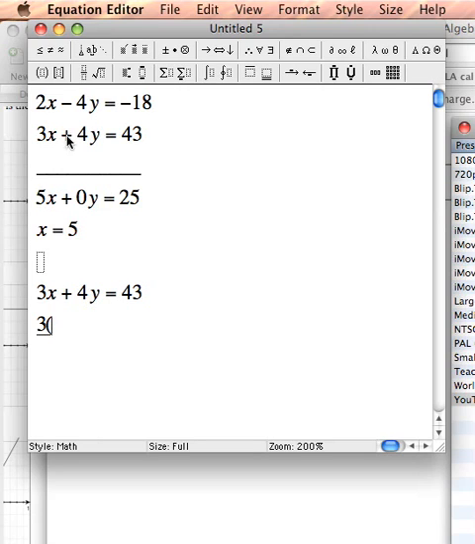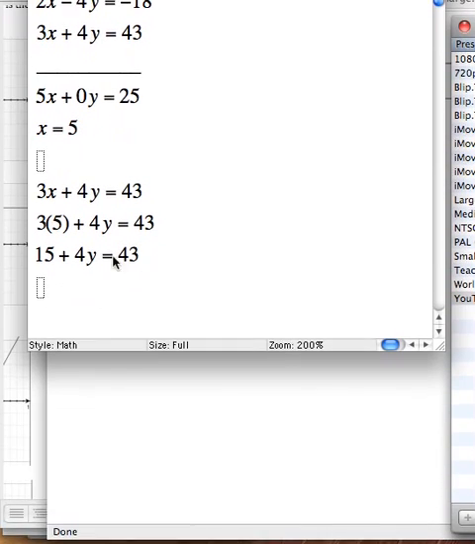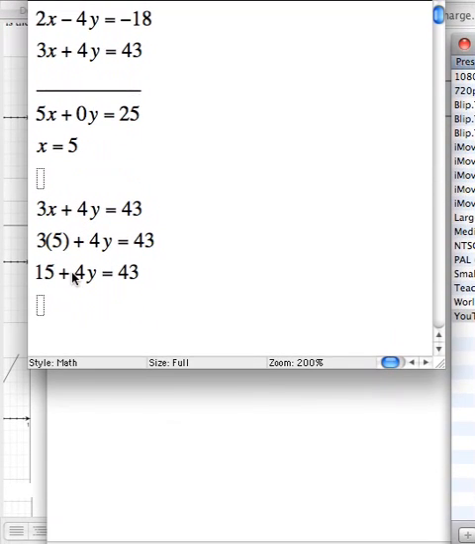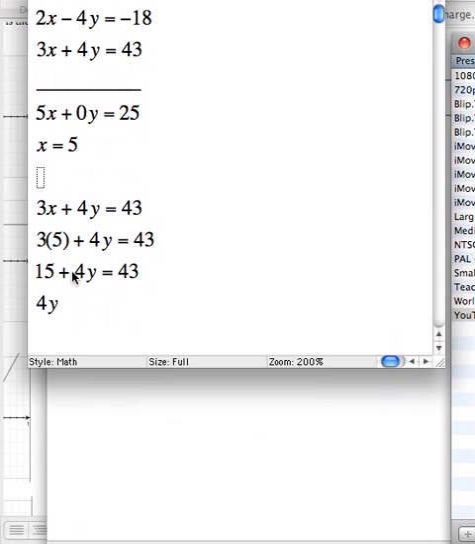So here I'm going to replace x with 5 because I already solved for x. I already know x is 5. 3 times 5 is 15, plus 4y equals 43. If I subtract 15 on both sides, this 15 will cancel. I'll be left with 4y on the left side. If I subtract 15 from 43, I'll be left with 28 on the right side.